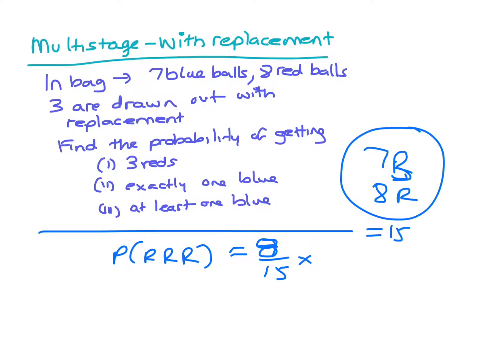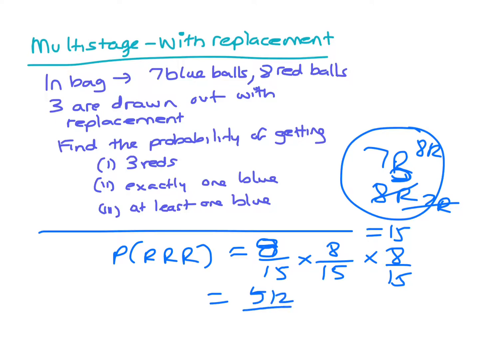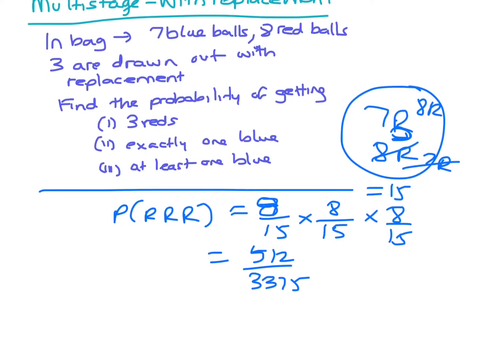Okay, so if I want a red and then I take it out and then I put it back in, when I do my second draw for the red, it's going to be exactly the same because I take it out and then that'd be 7 red, and then I put it back in, so we go back to 8 red. And I do the same on the third. I take it out and I put it back. And that's what we mean with replacement. So then you get quite a big number. You get 512 on 3375. Okay, so that's part 1.